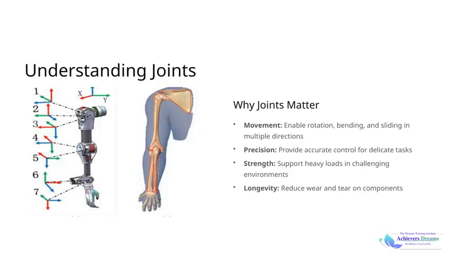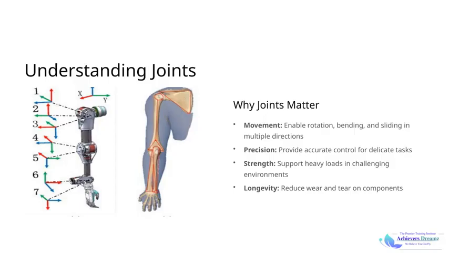Understanding joints is really fundamental to grasping how machines and biological systems move and function. So why do joints matter? Well, they are the key to enabling movement. They allow us or machines to rotate, bend, and slide in multiple directions, which is essential for flexibility and adaptability. Next, joints are crucial for precision. They give us accurate control, especially when performing delicate tasks where even tiny movements matter. This precision is what makes complex operations possible, whether in robotics or in our own bodies.